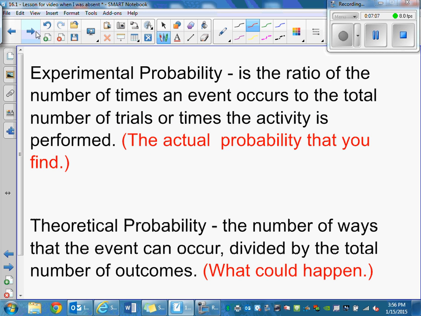Okay, so here are the technical definitions. If you're keeping some vocab, I would recommend writing these down. The experimental probability is the ratio, so a fraction or colon, or lots of ways to write a ratio, of the number of times an event occurs to the total number of trials or times the activity is performed. So the actual probability you find by rolling the dice or spinning the spinner or pulling a Skittle out of your bag. And then the theoretical probability is the number of ways that the event can occur divided by the total number of outcomes. So what could happen based on how many sides of the dice are there? How many different colors are there in a bag of Skittles?